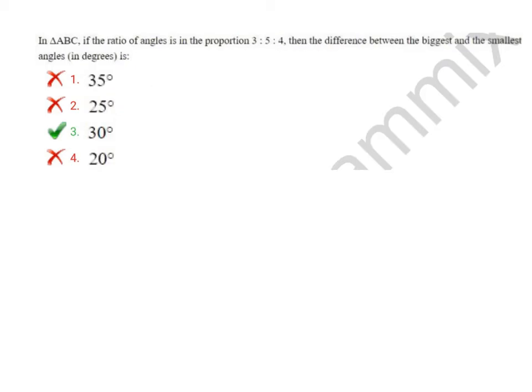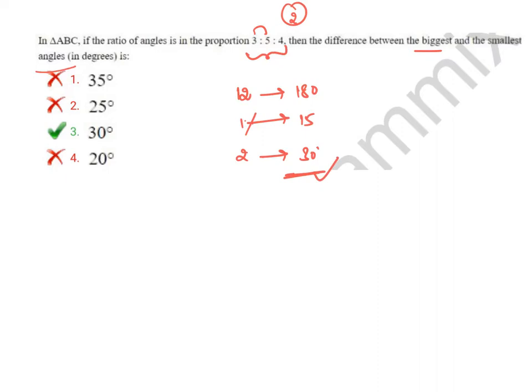Next, in triangle ABC, the ratio of the angles is in proportion to 3, 5, 4, and the difference between the biggest and the smallest. The difference is 2, and we know that it is 5 plus 4, 9 plus 3, 12. If 12 parts is 180, then 1 part is 15. If 1 part is 15, therefore 2 parts is nothing but 30 degrees. Therefore, the answer is 30 there.